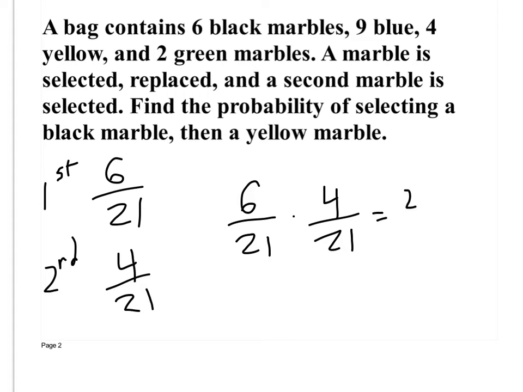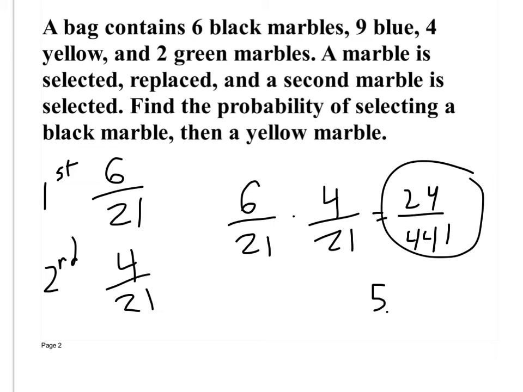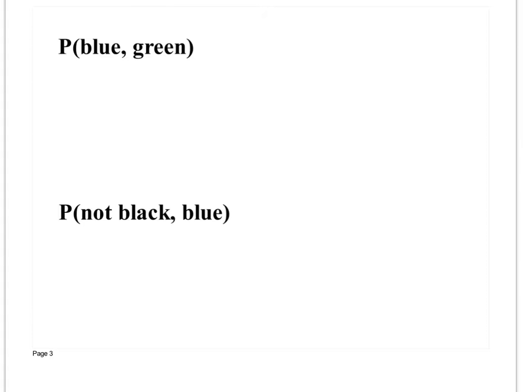Which gives me 24 over 441, which you can leave as your answer, or you can divide it and change it to a percentage, and it gives you 5.4%. So the odds of grabbing a black one and then a yellow in that order is just over a 5% chance. Is that a high percent chance? No.